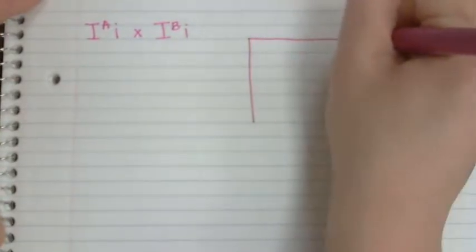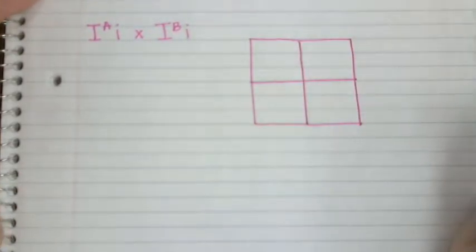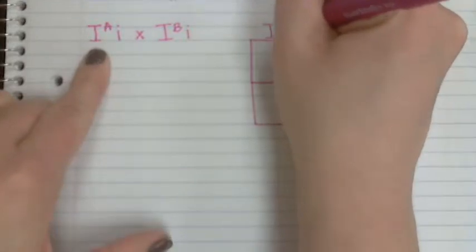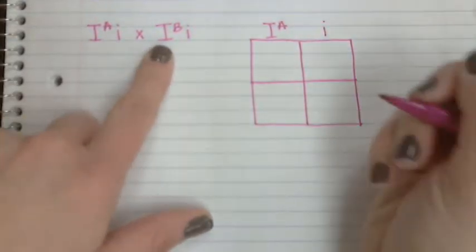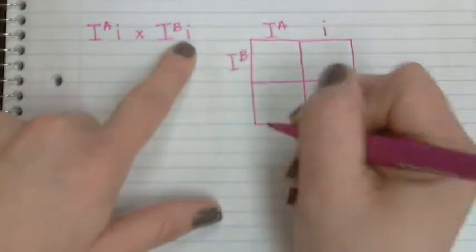So let's try this. I want to cross an individual that is heterozygous for type A blood. So this would be heterozygous, 2 different alleles for type A, with an individual who is heterozygous for type B blood. When we set up our Punnett square, I'm going to list my alleles. I have the A allele and the recessive allele, and I have the B allele and the recessive allele.